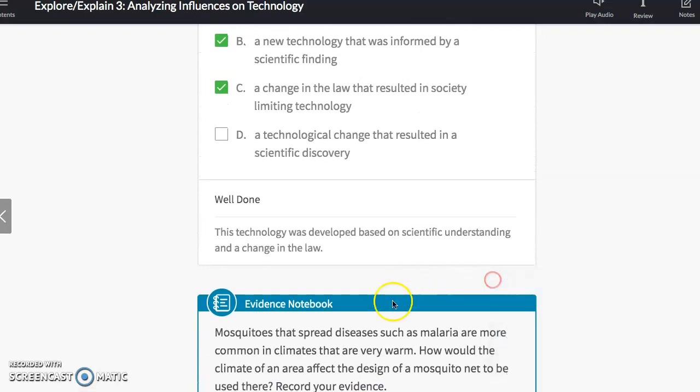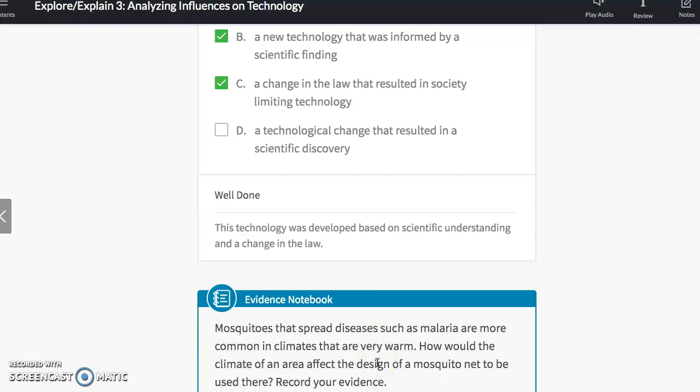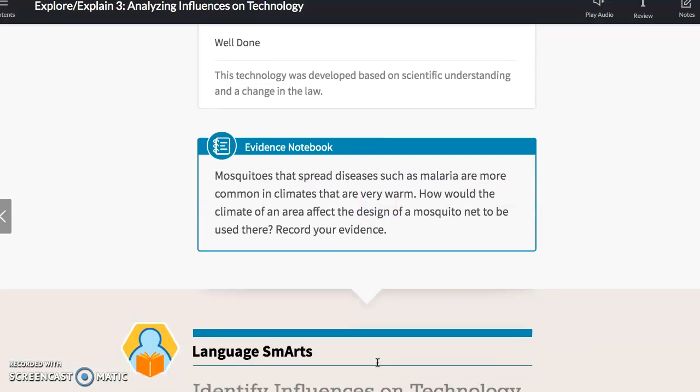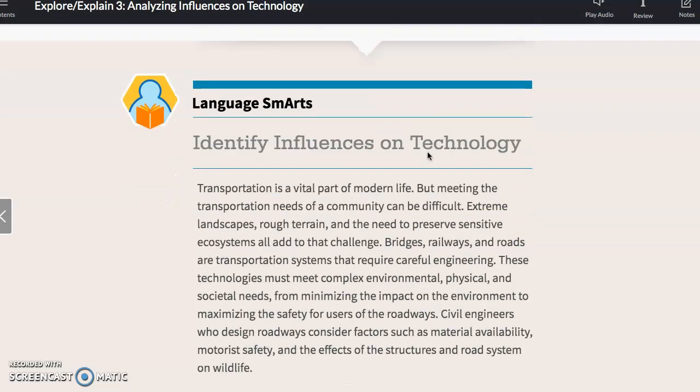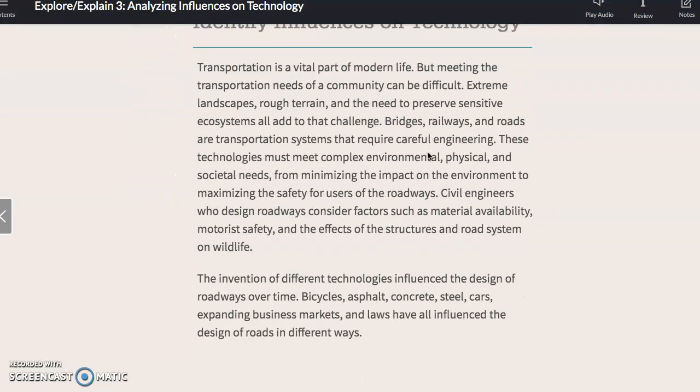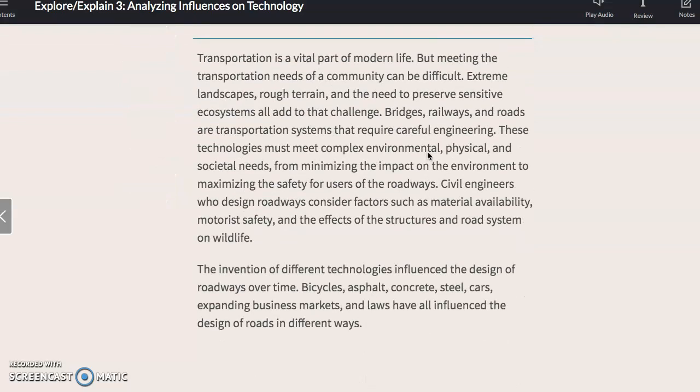Mosquitoes can spread diseases such as malaria. How would the climate of an area affect your design? You can record evidence in your book. You can mention things like if it's hotter, there might be more mosquitoes, but you need it to be breathable. You can't just put up a whole sheet because when it's hot, it has to have holes in it that are very, very small, so a mosquito can't fit in.